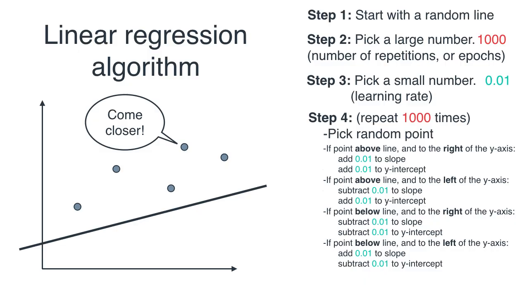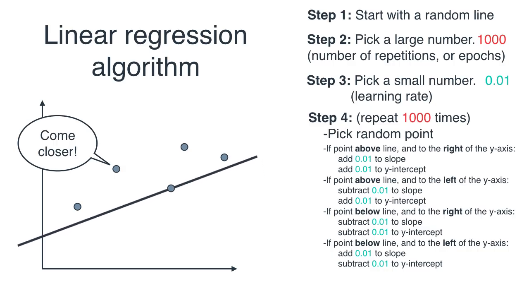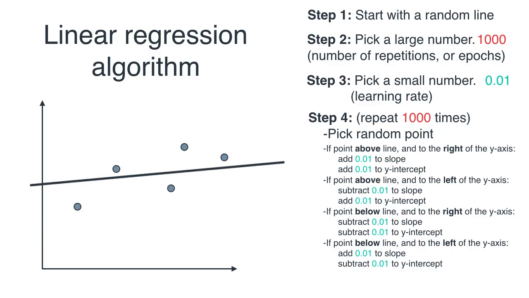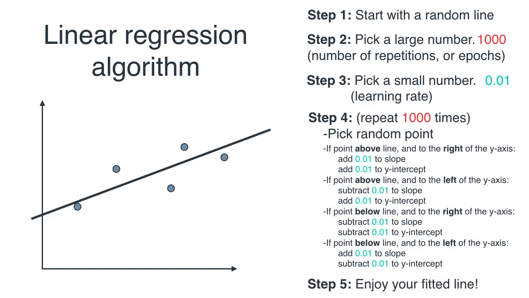And so when we do step 4, this is what happens. We move the line closer to that particular point. And since step 4 is repeated 1,000 times, we pick another point, do the steps to move closer to that point, and we keep going and going until we get something pretty good. We may have to fiddle with that 1,000 and maybe make it bigger, depending on how accurate we want to go and how much running time we have. And finally, step 5 is enjoy your fitted line.